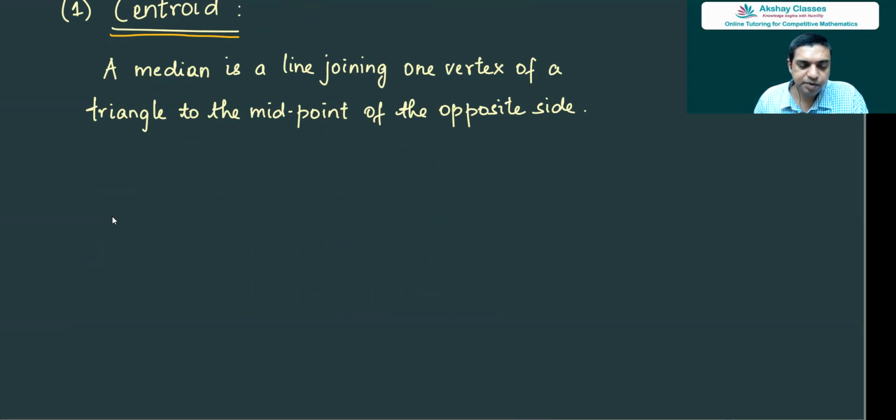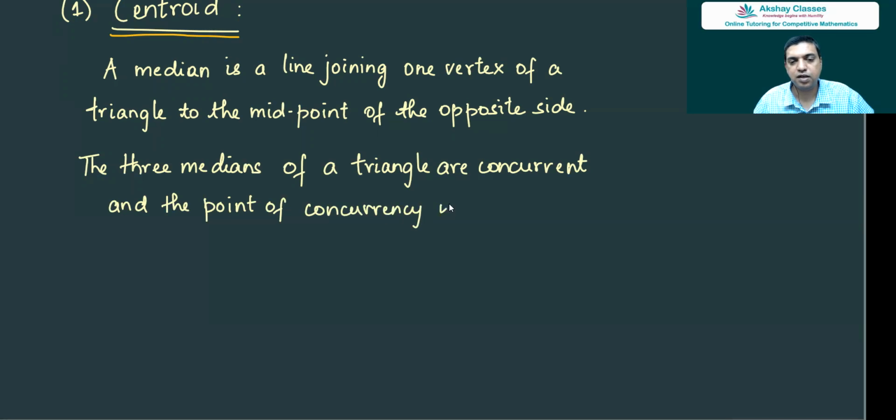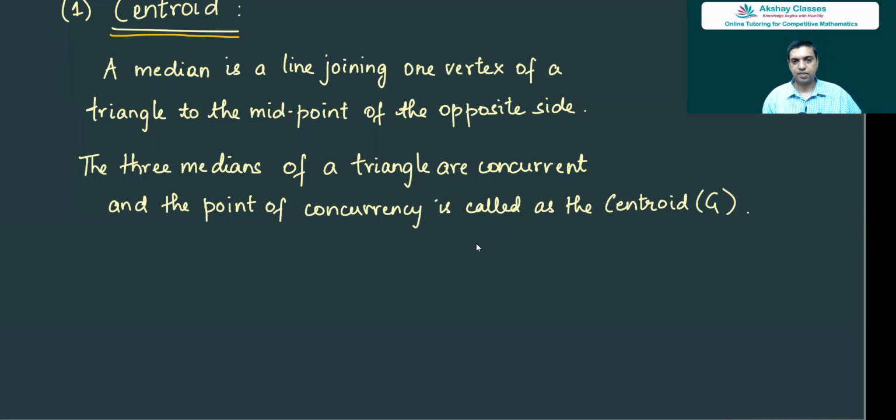Now, there are three medians in a triangle. The three medians of a triangle are concurrent, and the point of concurrency is called the centroid, denoted generally by G. The point of concurrency is called the centroid. The medians of a triangle are concurrent.